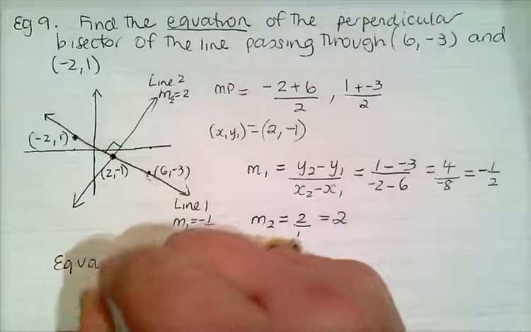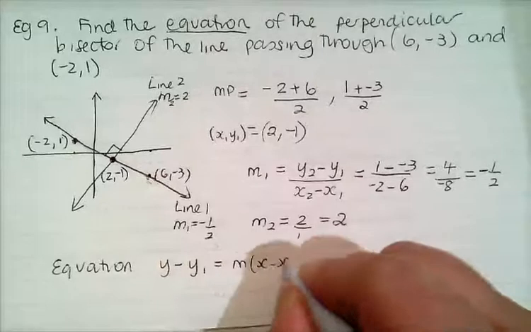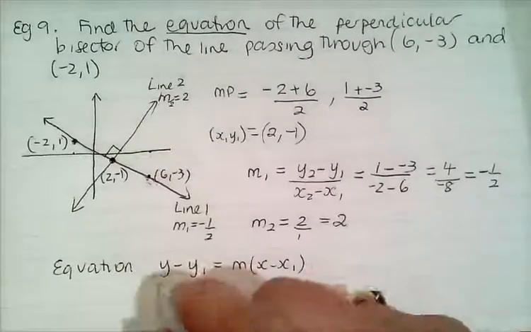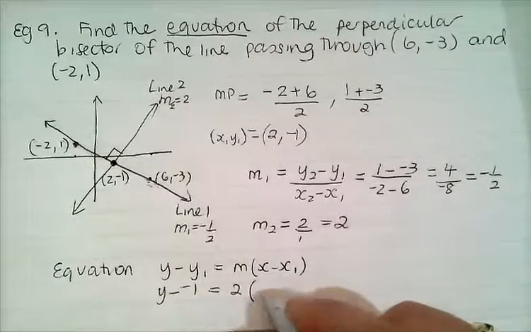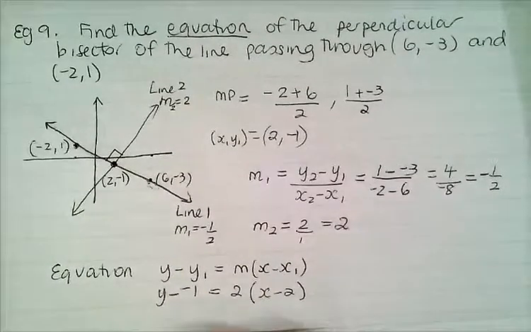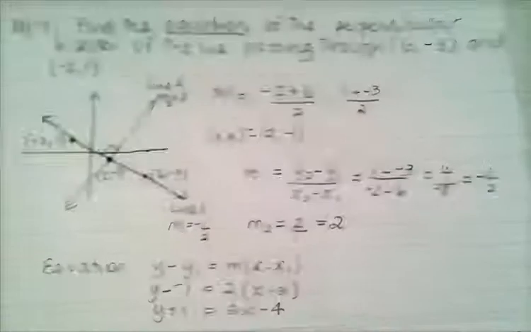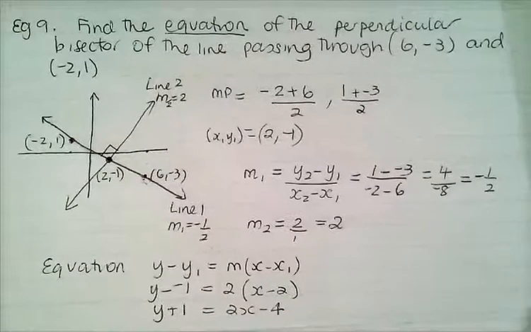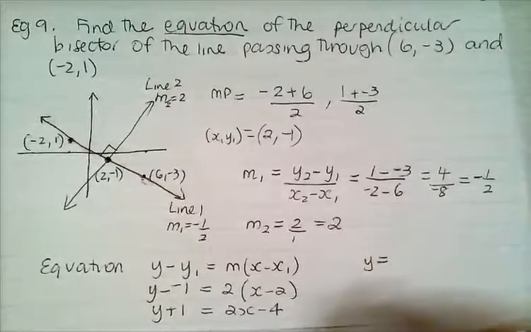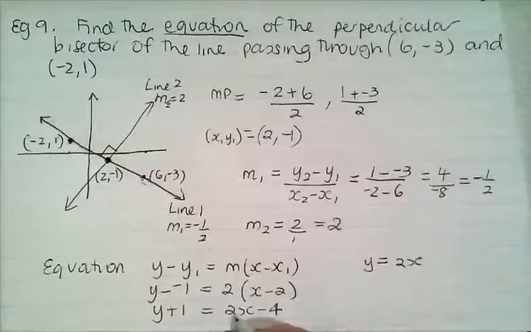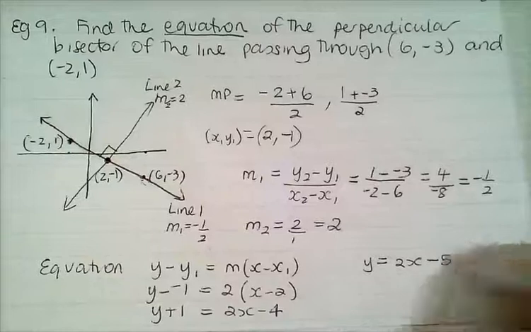So the equation of the perpendicular bisector will use y minus y1 equals m(x minus x1), and we get y minus -1 equals 2(x minus 2). And I get that y plus 1 equals 2x minus 4. And therefore, we can either put this in y equals mx plus b form or in general form. Putting it in y equals mx plus b form, we get y equals 2x minus 4, bringing this plus 1 over, I get y equals 2x minus 5.